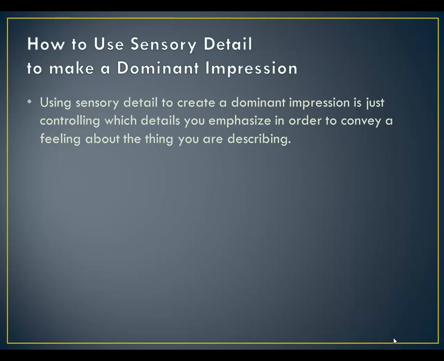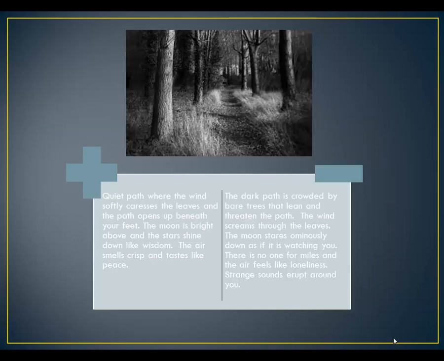So using sensory detail to create a dominant impression is just controlling which details you emphasize in order to convey a feeling about the thing that you're describing. For example, you see in the picture above a path in a dark woods. Depending on how I describe this path, it will change the way that you think about it. So on one side, you could talk about it in a positive way.